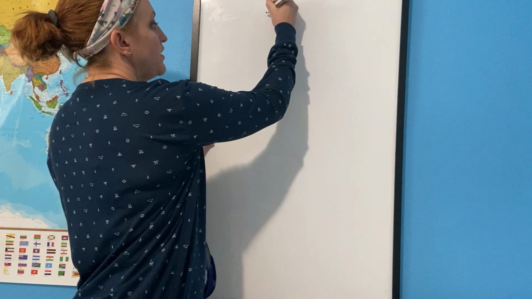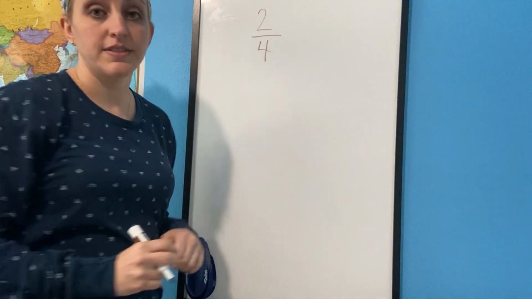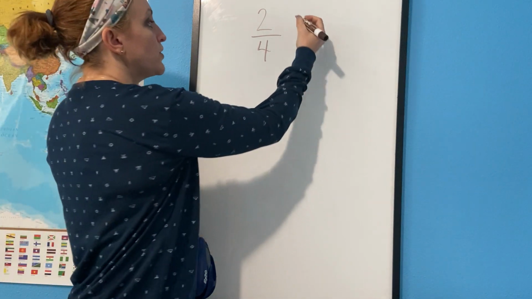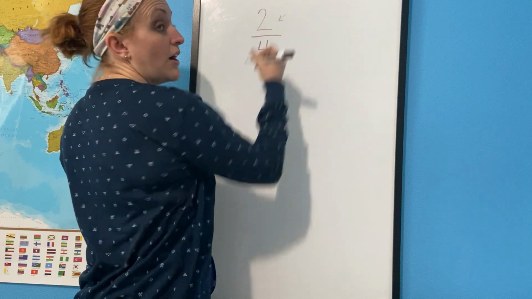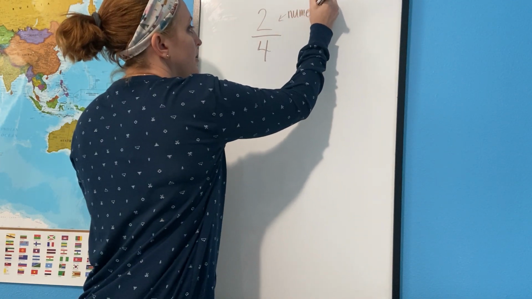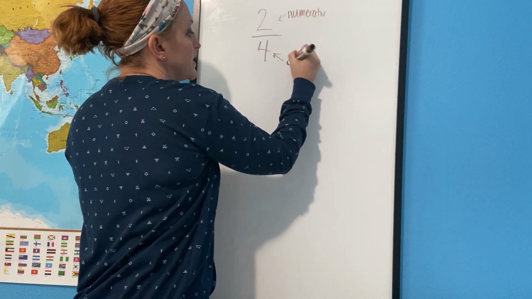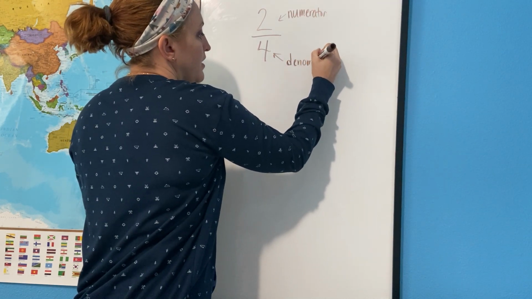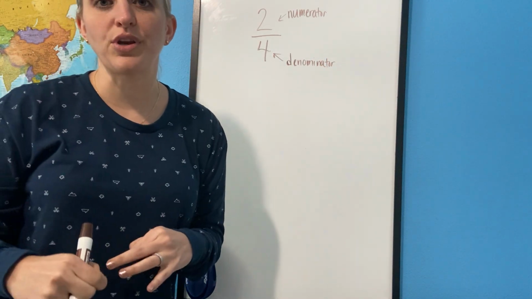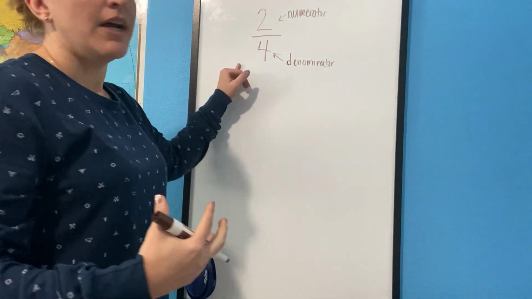All right. So let's just say I have the fraction 2/4. Let's start out with our fractions vocabulary. Now, in 2/4, we have the top number, which is called the numerator, and the bottom, which is the denominator. Those words are really important for you to know and to understand. We have the numerator and the denominator.